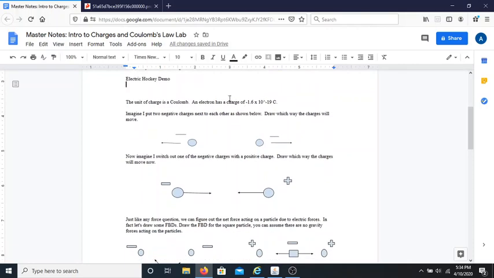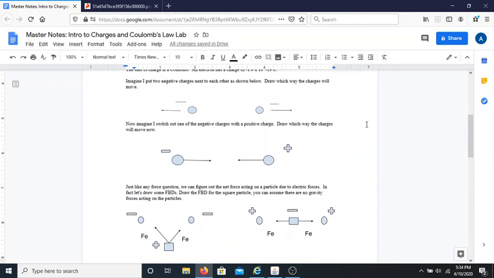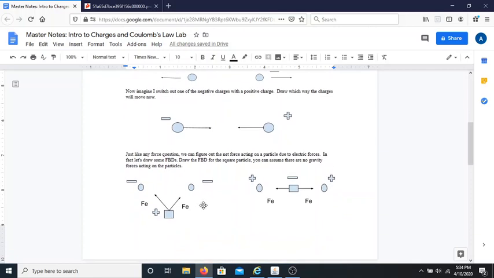And then we talked about the idea of just what that can look like when we did our little electric hockey demo. The idea that the unit of charge is a coulomb, so we measure the amount of charge something has by the amount of coulombs it has. Okay, and it's usually really small. A single electron has about 10 to the negative 19th coulombs of charge. That's really, really small. Then we just discussed the idea of how things will move if you let them go due to electric forces, and then the idea that we can draw FBDs. All right, so with that being said, that's the first step with the idea of electric force.